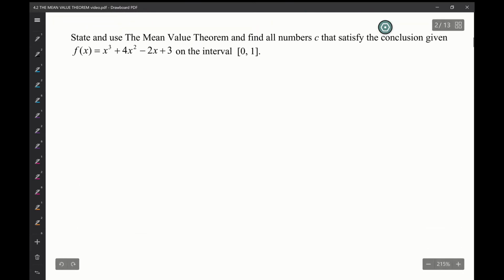So let's do that. We want to state and use the mean value theorem to find all numbers c that satisfy the conclusion given that f of x is equal to x cubed plus 4x squared minus 2x plus 3 on the interval from 0 to 1. So let's start by stating the mean value theorem.